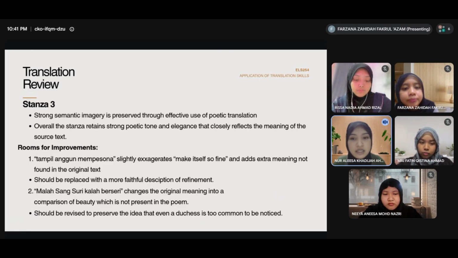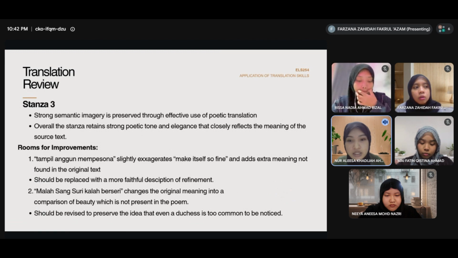Overall, both stanzas demonstrate strong poetic translation skills, particularly in maintaining imagery and figurative language. However, there are still areas where improvement can be made in terms of accuracy, word choice, and staying closer to the original meaning. Despite these issues, the translated version still successfully conveys the general tone and poetic nature of the original poem. That is all from me.